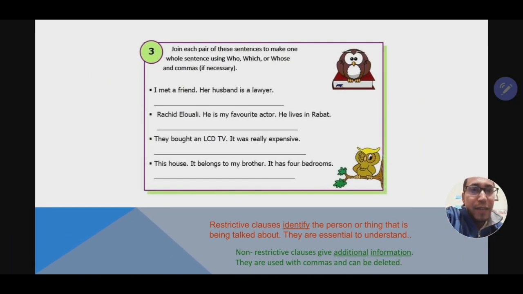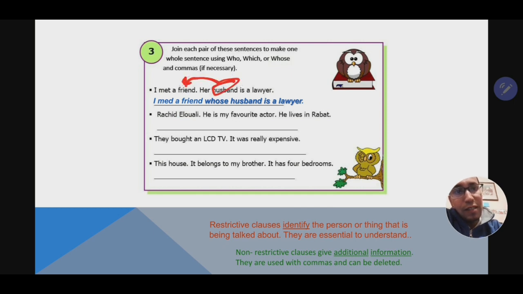I met a friend, her husband is a lawyer. Of course. Here we have, I met a friend whose husband is a lawyer. Why? Because we have a husband belonging to a friend, and we used whose to say it belonged to her. Now, I met a friend whose husband is a lawyer. It doesn't need any commas.